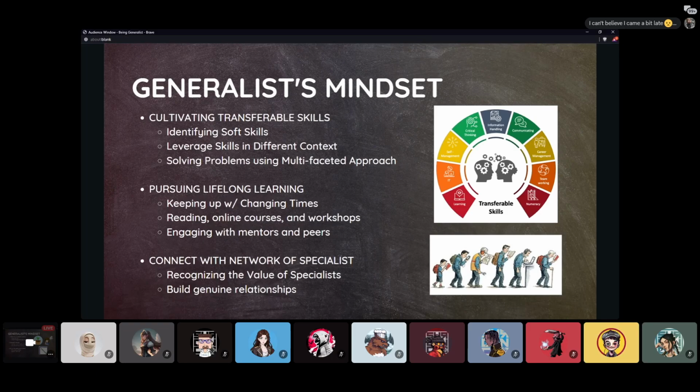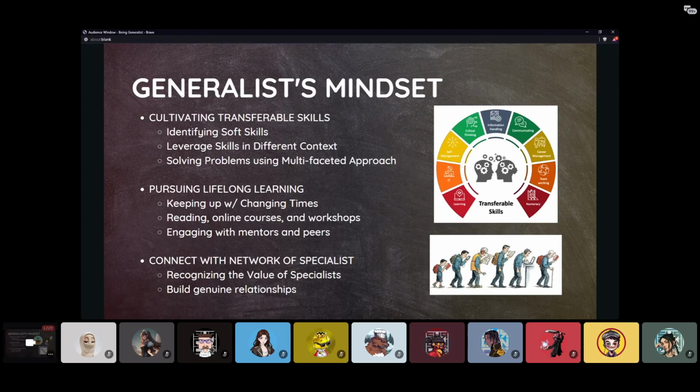The second one in cultivating transferable skills is to leverage skills in different contexts. Why? Because if we leverage skills in different contexts, we can adapt to various situations. It involves understanding how to modify and tailor one's skills to meet the specific requirements and demands of diverse situations, tasks, or challenges. This adaptability allows individuals to be versatile, resilient, and effective problem solvers in various personal and professional settings.